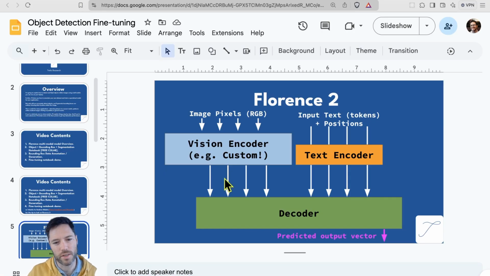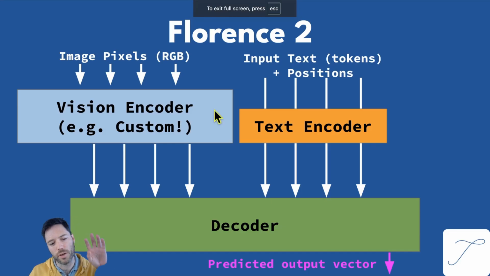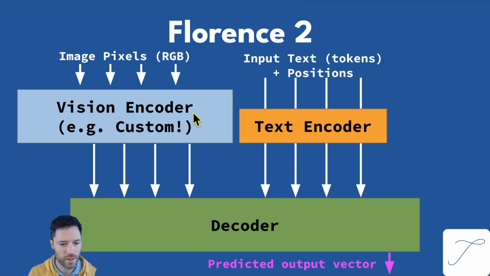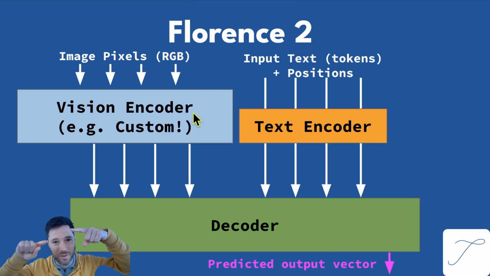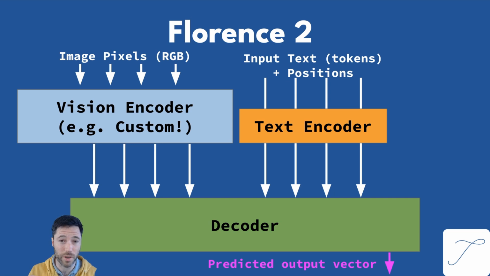So as I said, it takes in images and it takes in text. And these separately go through two encoders. So there's an encoder for the image pixels. The image is described by a series of pixels. The pixels are each represented by a number for red, green, and blue. So that RGB information for each pixel is provided to a vision encoder.